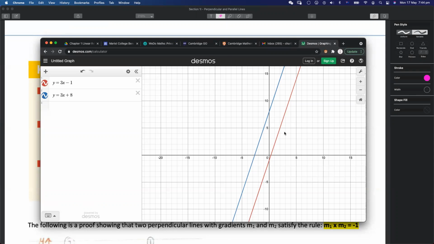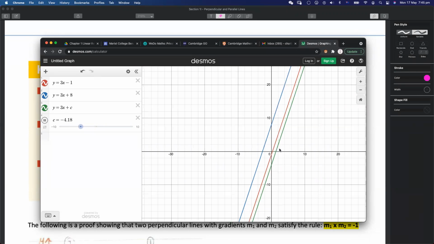Gradient means the steepness of the line, so they have the same steepness. In fact, if I have y is equal to 3x plus c and add a slider for c, you're going to see this line is always parallel to these two lines. No matter what the c value is, this green line is parallel to these two lines. That's why we say as long as we have the same gradients, the lines are parallel.